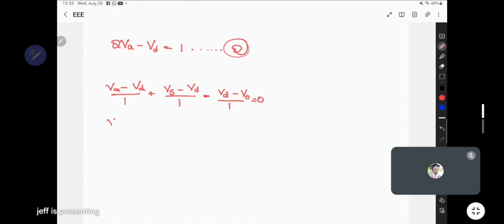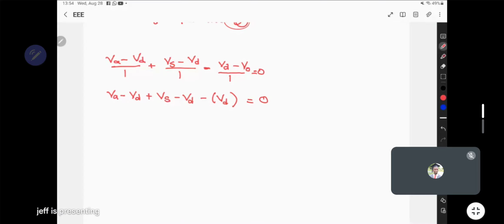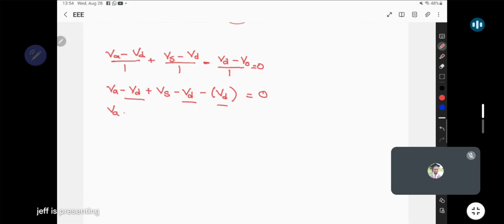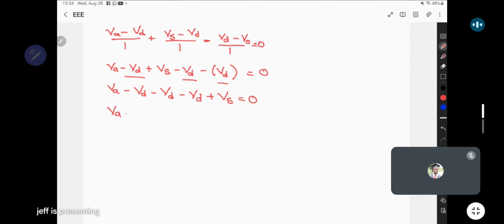From here, Va minus Vd plus Vs minus Vd minus Vd minus V0. V0 is just a 0, so I might as well just put this as a 0, and then this would reduce to this. Now, the Vd terms will add up. So you're going to have Va minus Vd, minus Vd again, then minus Vd again, then plus Vs equals 0. This is now Va minus 3Vd plus Vs equals 0.